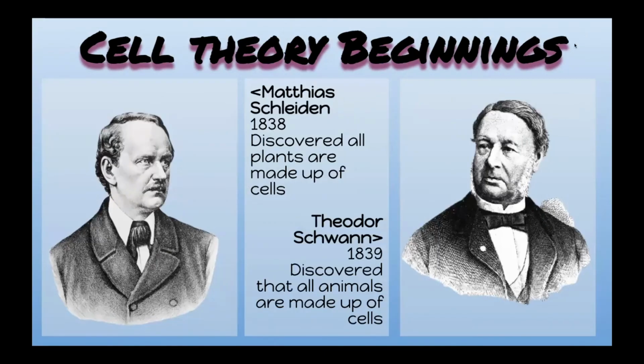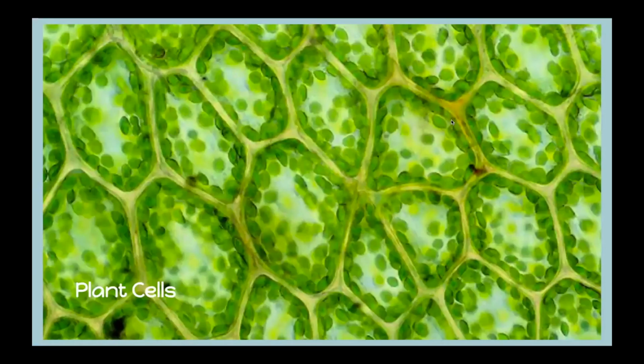All right, so we have two more scientists up in the 1800s. So we have Matthias Schleiden, and in 1838, he discovered that all plants are made up of cells. And then his contemporary, Theodor Schwann, in 1839, discovered that all animals are made up of cells. So these two scientists really helped establish that all living things are made up of cells. Here is a picture of plant cells up close and animal cells.